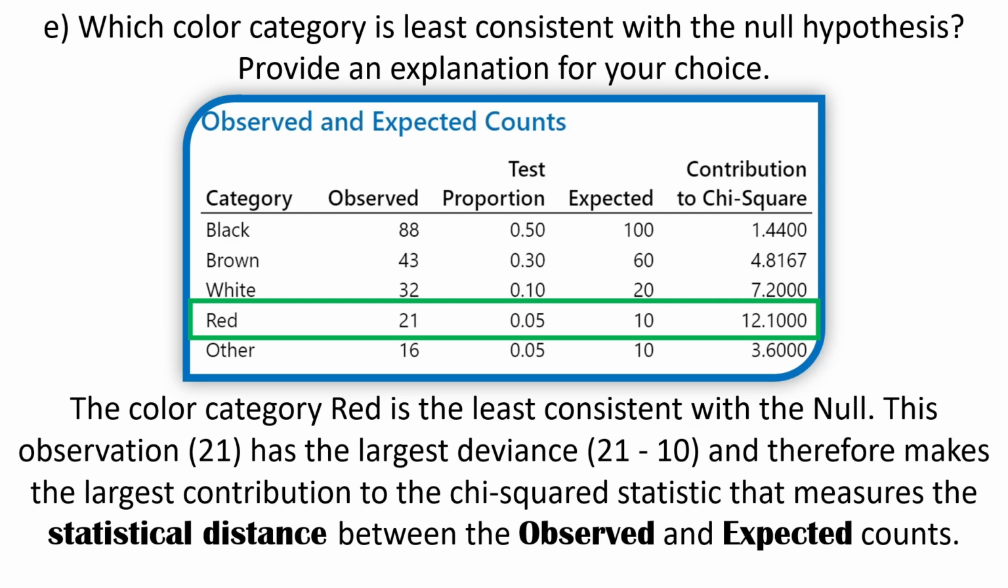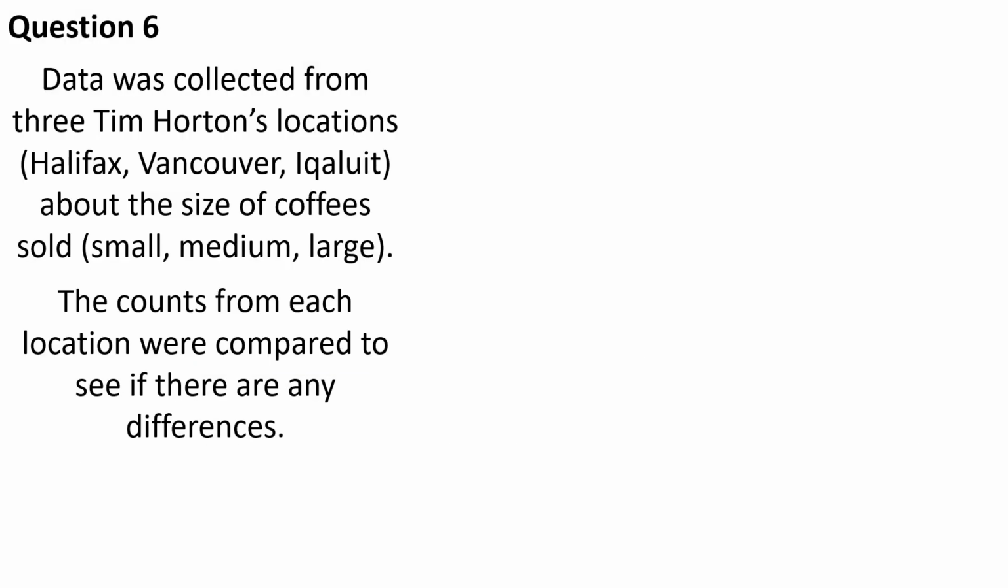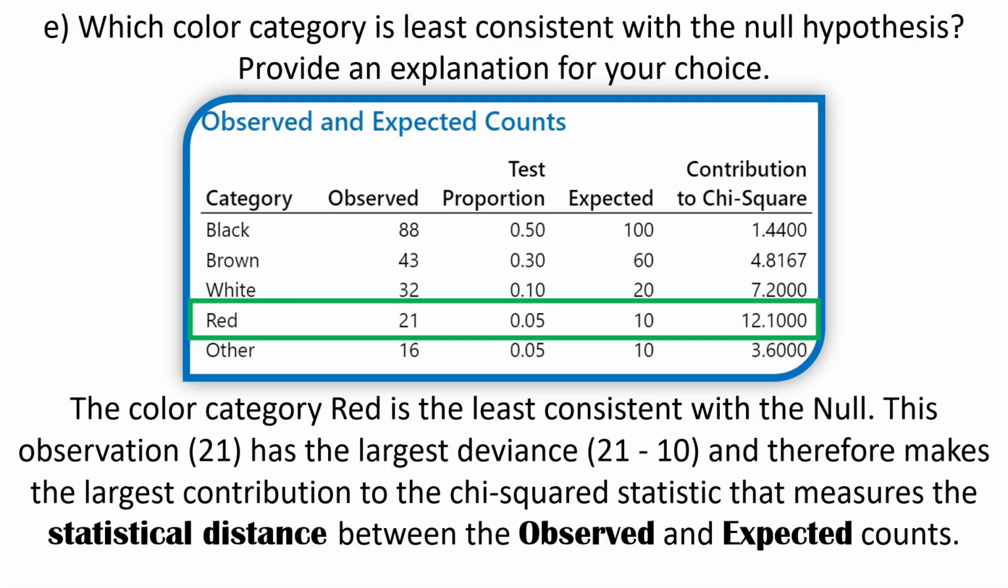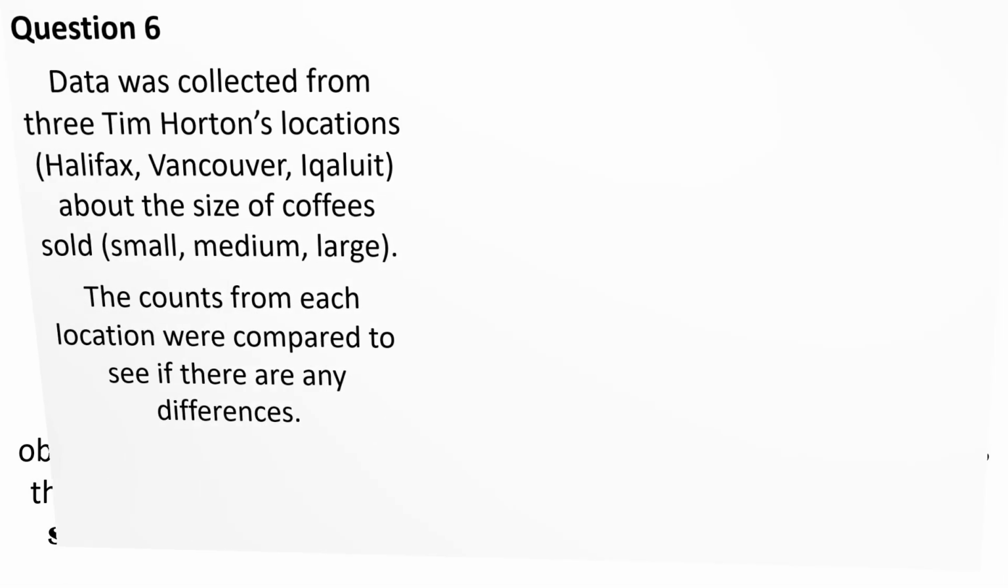This observation, 21, has the largest deviance and therefore makes the largest contribution to the chi-squared statistic that measures the statistical distance between observed and expected counts. Okay, that could have been easier. We have two more questions.